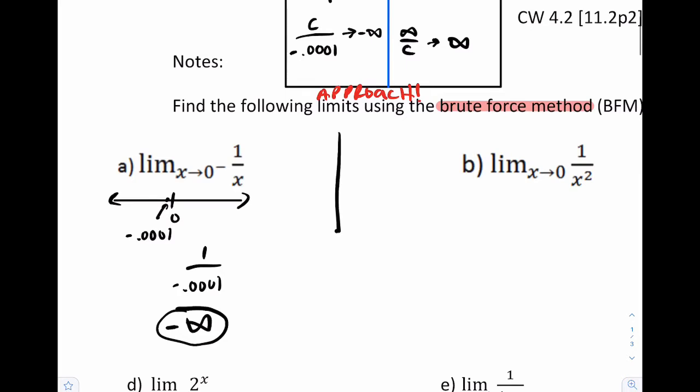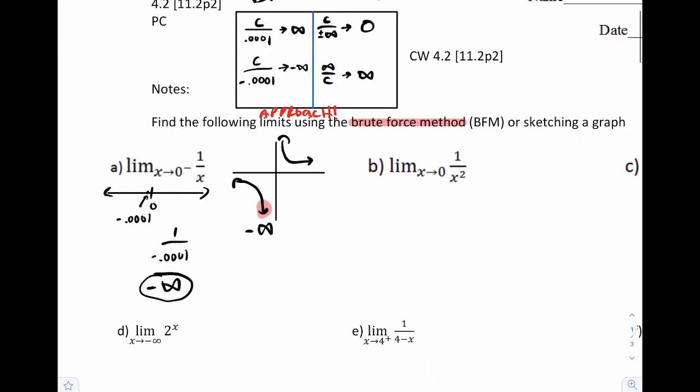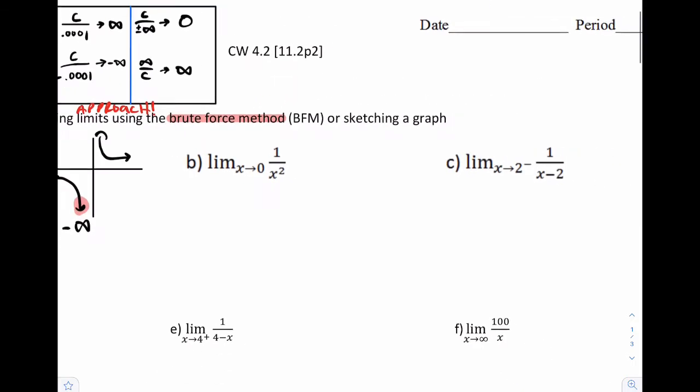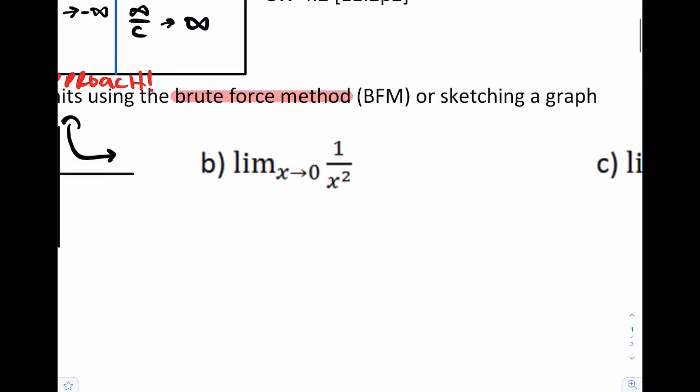And if that didn't really make sense, you can think about the graph. We know the graph should look like this. And I can verify approaching 0 from the left right there, that's definitely approaching negative infinity. Now for B, right here, notice how it's approaching 0. It doesn't specify a side, right? So in order to do the brute force method, we actually have to plug in 2 numbers. And we could do that, but if you have that situation here, for this one, it's going to be better to graph. So I'm going to write graph this.